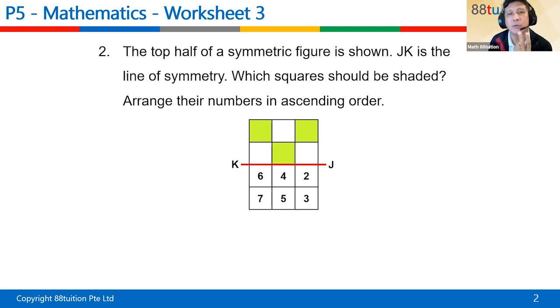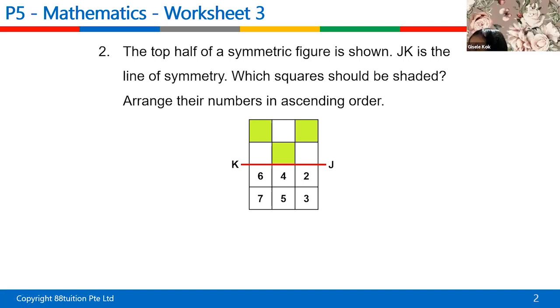So there are 2 things here. First, we must know which squares must be shaded. After we know that, the next step is we must take all these numbers and arrange them. Do I have a volunteer? Oh, Giselle again. Yes, Giselle.